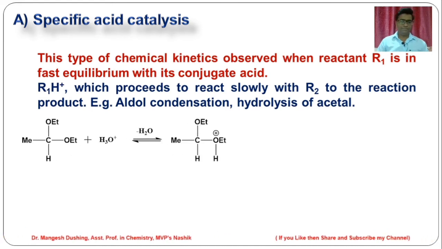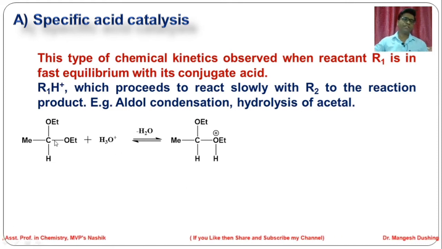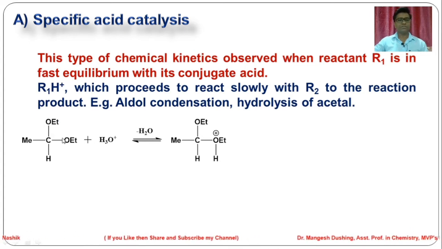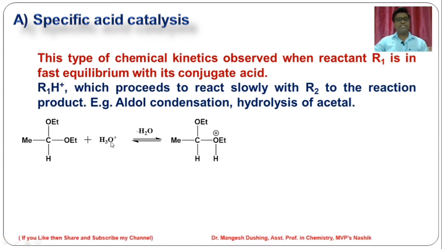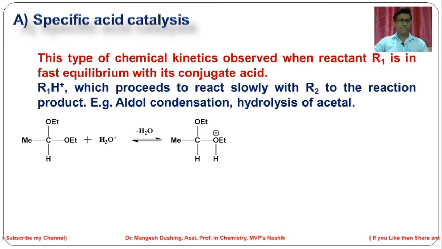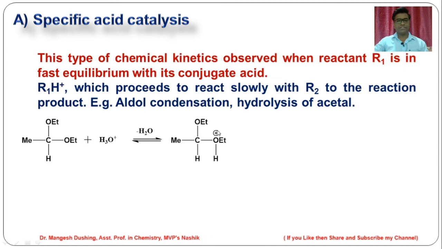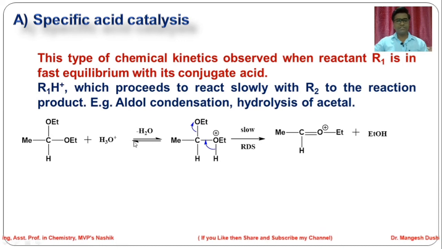Suppose this is an acetal. So we will see hydrolysis of acetal. Acetal means the carbon which contains two OR groups, two ether linkages. So this is called an acetal. Now, acetal in presence of H3O plus, that is protonated water, the lone pair of one of the oxygens will attack this proton and will get protonated. So this is protonated. After that, now this is a slow reaction. So after deprotonation, we will get this species.